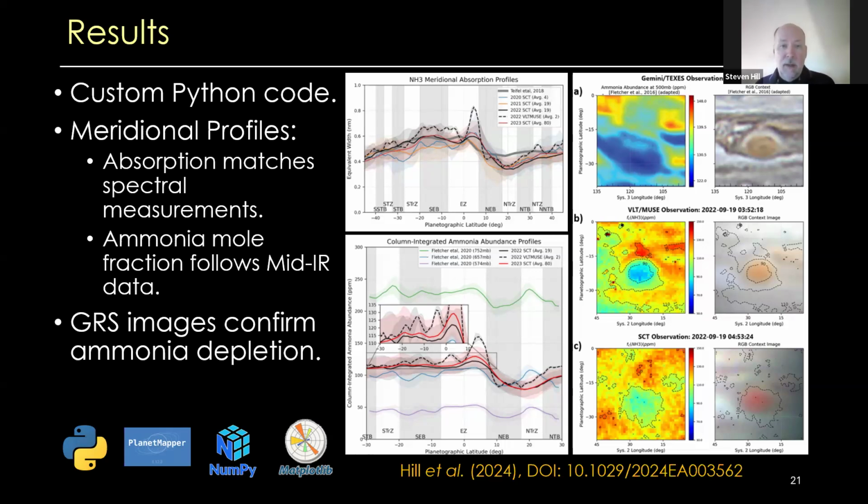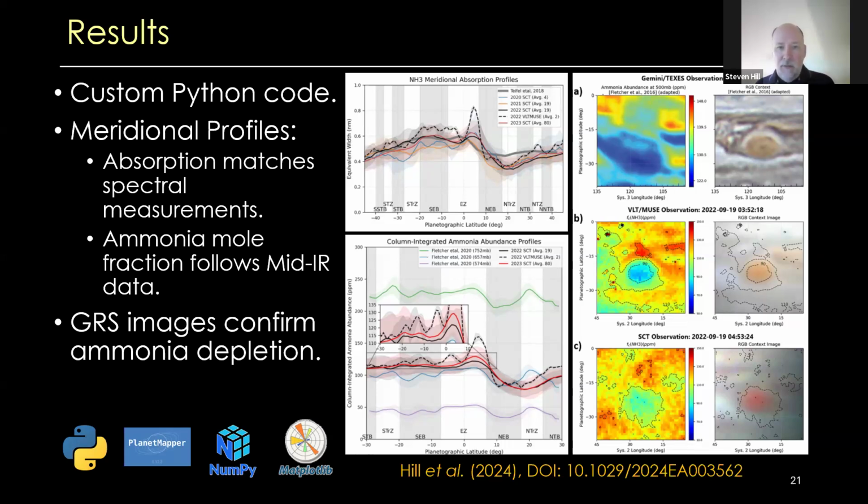And if you look at VLT MUSE data that Pat Irwin provided to me to apply the method to, you can see the depletion. It's mostly centered on the Great Red Spot with a little bit more depletion to the south of the Great Red Spot. And coincidentally, serendipitously, I was actually imaging Jupiter only an hour later from that VLT MUSE observation. So you can see that single observation taken on September 19, 2022.